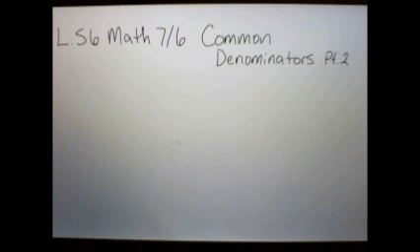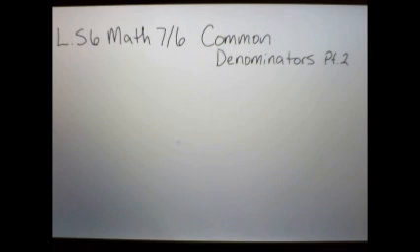Our next lesson is lesson 56, Common Denominators, part 2. Back in lesson 55, we were adding and subtracting fractions that did not have common denominators. In doing so, we have to rename one of the fractions in order to either add or subtract. Today we're going to be looking at part 2 of this lesson, where we have to rename not one fraction, but both of them before we add or subtract them. This is necessary sometimes in order to complete a problem that has uncommon denominators.